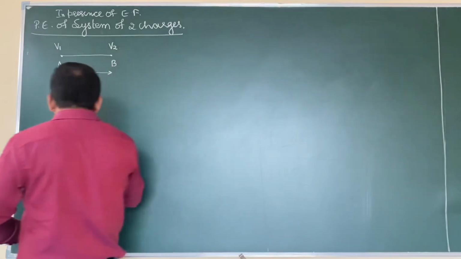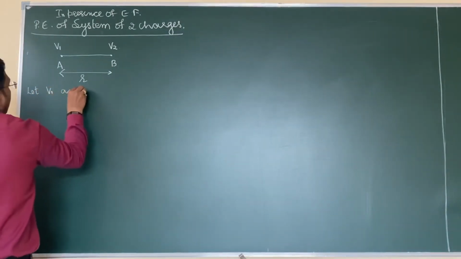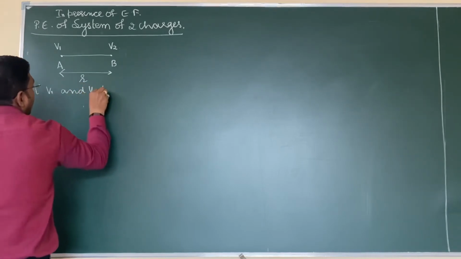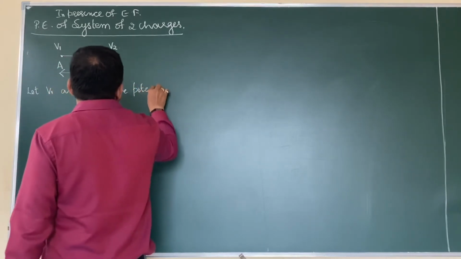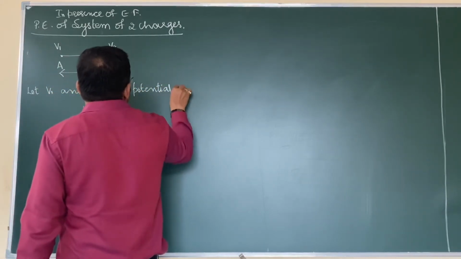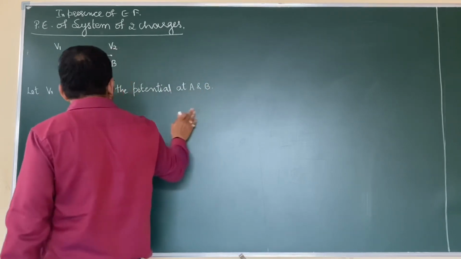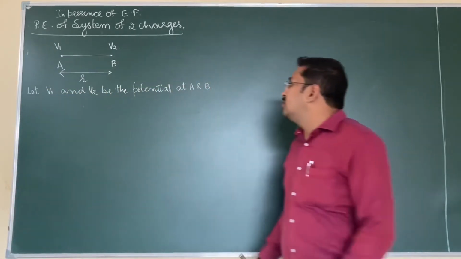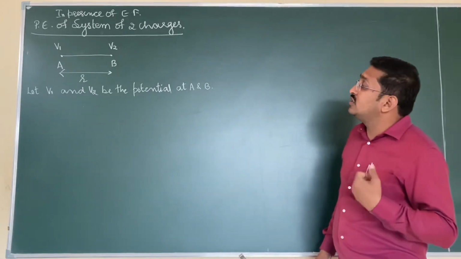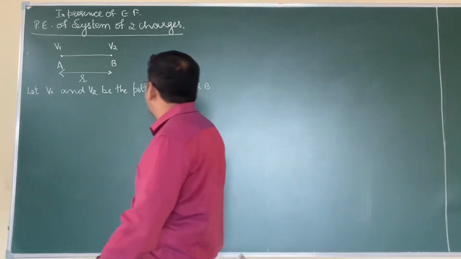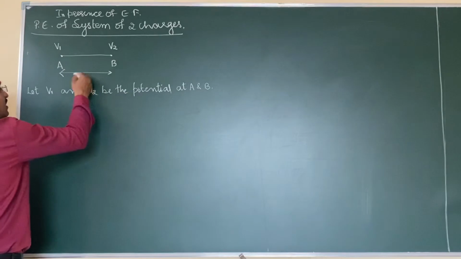Okay, yes, let V1 and V2 be the potential at A and B. Then V1 is the potential at A and V2 is the potential at B. Okay, let them be separated by the distance R.